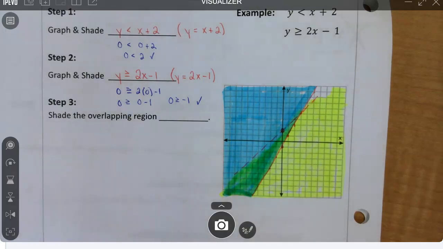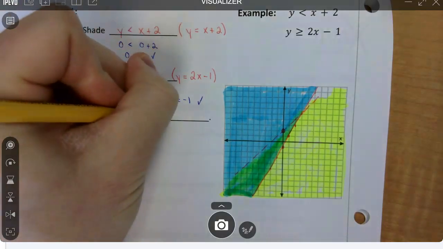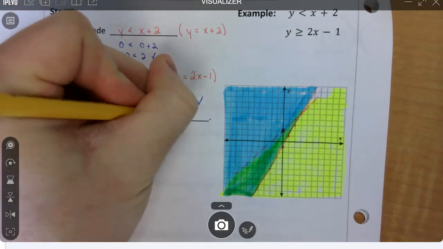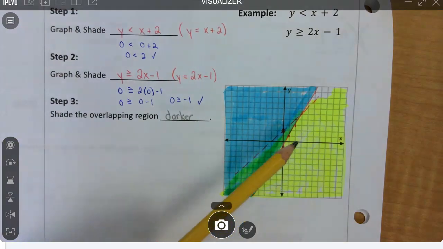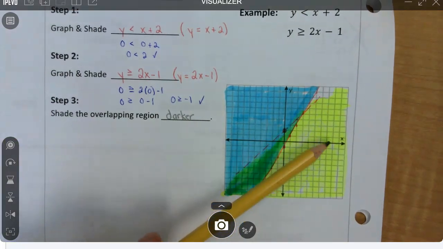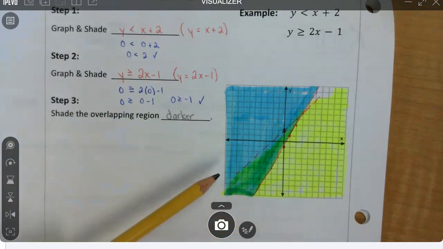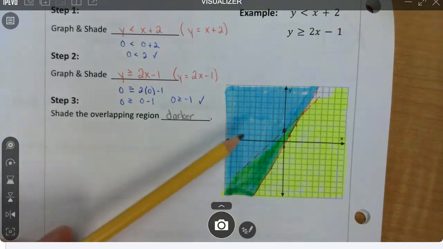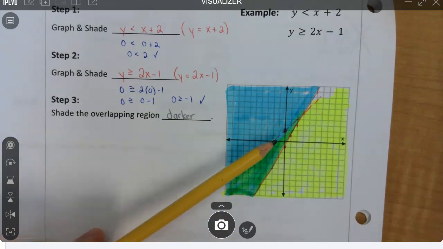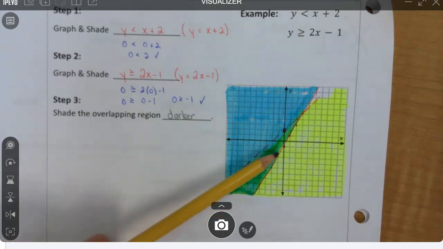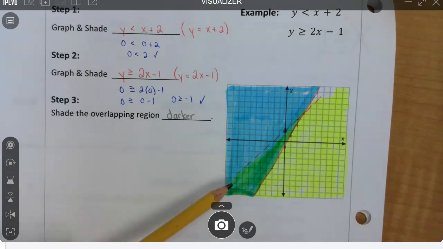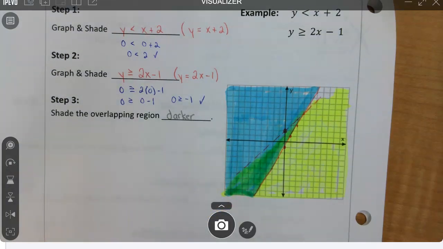If you were only using pencil, then what you would want is to shade the overlapping region dark or darker. So if I had shaded yellow with a pencil, I'd shade it kind of light, and then I'd shade my blue region also lightly. Then I'd go back to this area right here and shade it in much darker. So that way we would know which region is supposed to represent our solution.